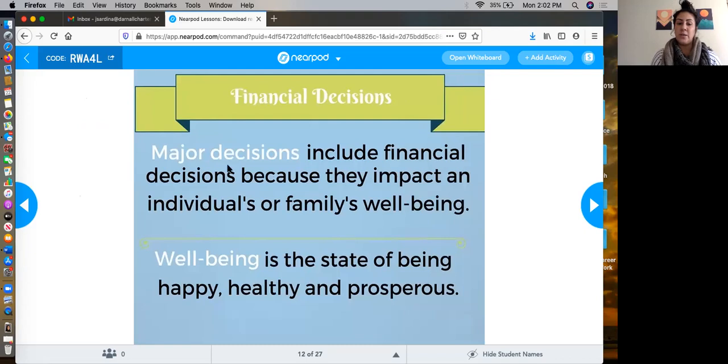So this is a great one, and you guys can relate to this as well. Financial decisions. A major decision includes financial decisions because they impact an individual's family or well-being. This is something that you guys can start thinking about too, financial decisions. That is also a major decision in how you spend your money. Do you spend it wisely or do you spend it foolishly?